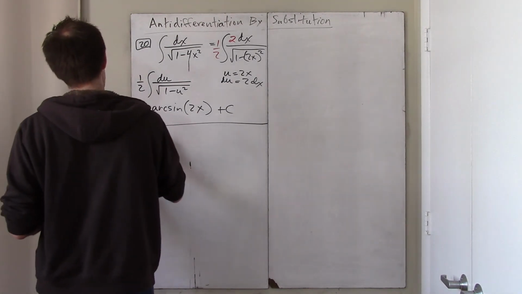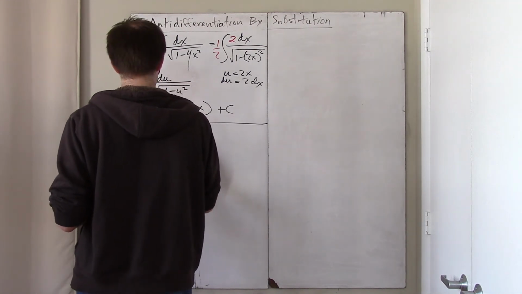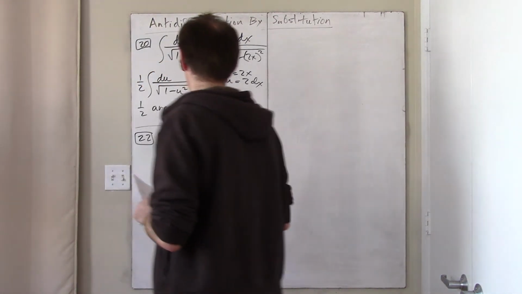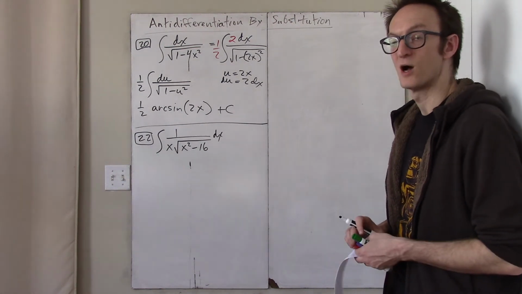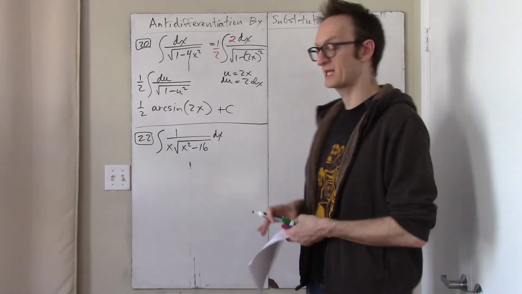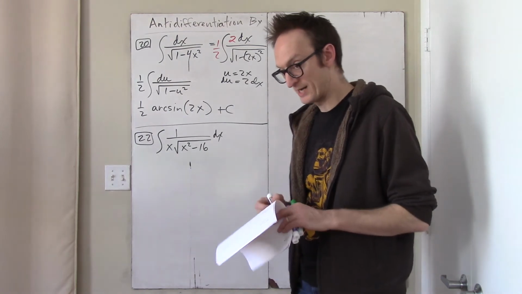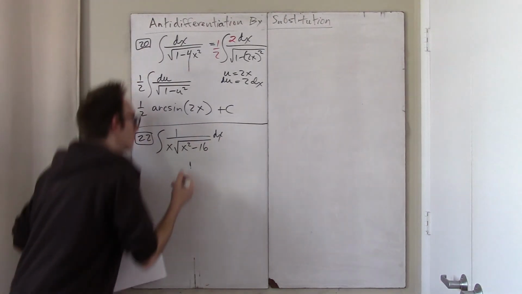22 is a problem where you also need to have some experience with doing these problems. What does this look like? To me it looks a lot like arcsecant, because the derivative of arcsecant, I simply know, is 1 over x root x squared minus 1. Knowing that, you can look at this problem and say, man, if that 16 were a 1, that would be great. So let's make it a 1.